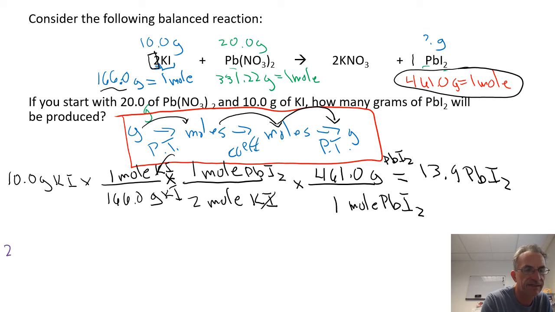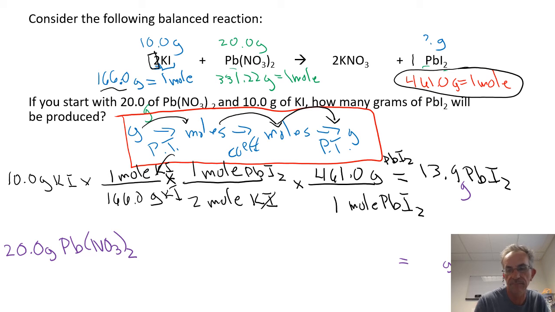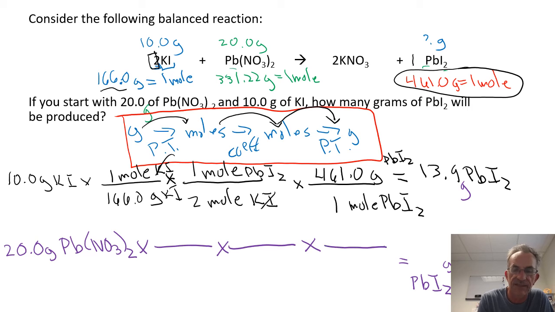All right, 20 grams of lead nitrate. I'm trying to get to grams of potassium nitrate. All right, so I'm going to put this down here because I think I wrote over my picture there. All right, so grams of one thing to grams of something else. Periodic table will be our first step. Coefficients will be our second step. Periodic table again will be our last step.